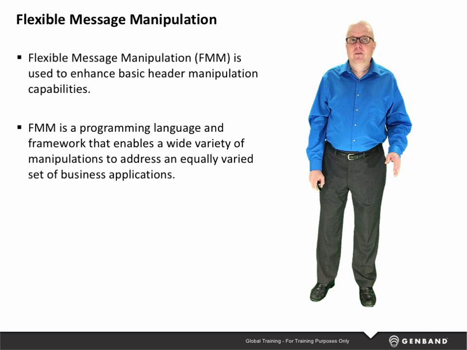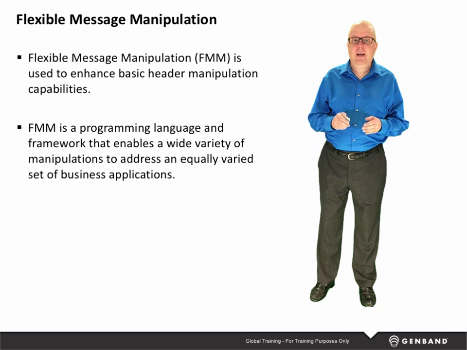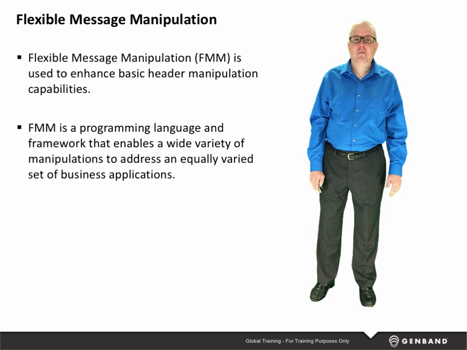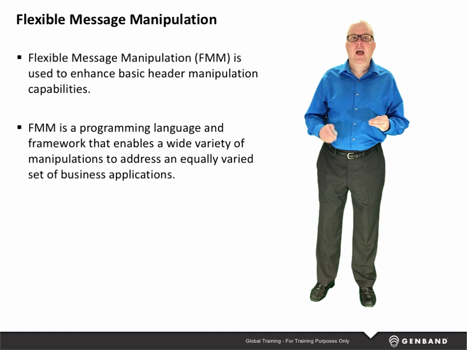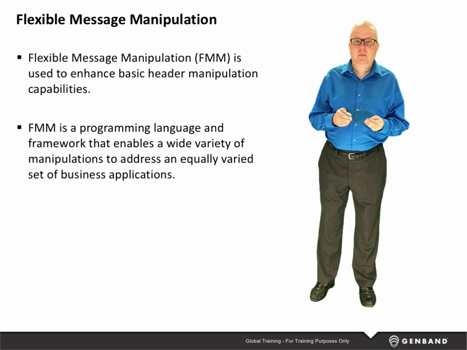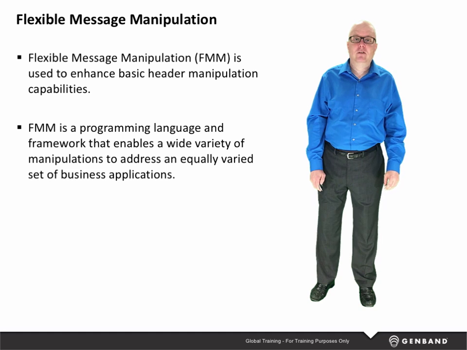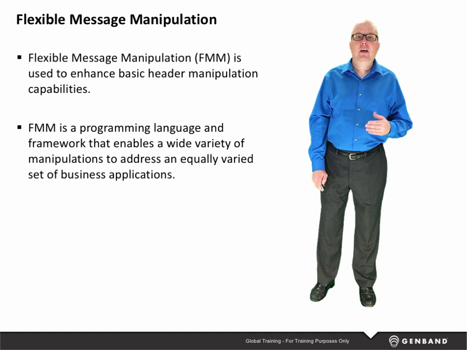The primary difference between EHM, enhanced header manipulation, and FMM, well, first of all, EHM is older. FMM came about in the release 9.1 timeframe. EHM allowed you to change certain things in the SIP message, but not everything. With FMM, you can extract parameters and save them for the duration of the telephone call. You can change any aspect of the SIP message regardless of what it is. FMM is vastly more powerful than EHM. EHM is the older way of doing it.